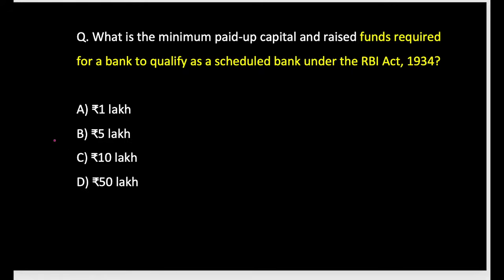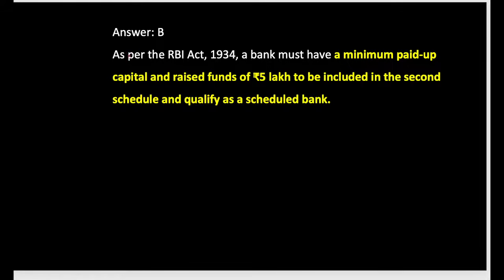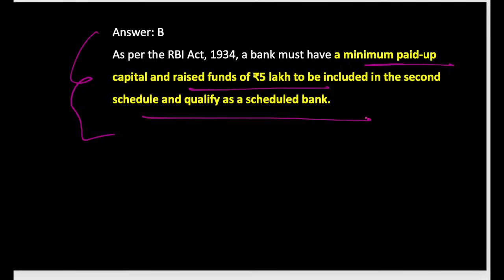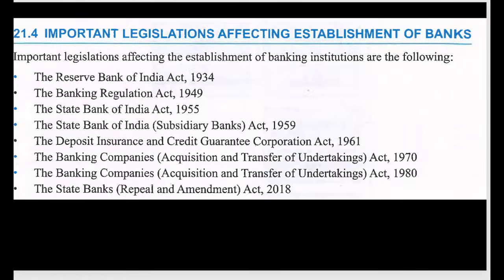कितना होना चाहिए 5 लाख आपका. ठीक है. So schedule commercial bank as per second schedule of RBI Act 1934, it should be how much? 5 lakh rupees. So as per the RBI Act, a bank must maintain minimum paid up capital of 5 lakh to be included in the second schedule and qualify as a scheduled commercial bank. So option B will be the right answer for this, everybody knows I guess. Chalo, very good guys.